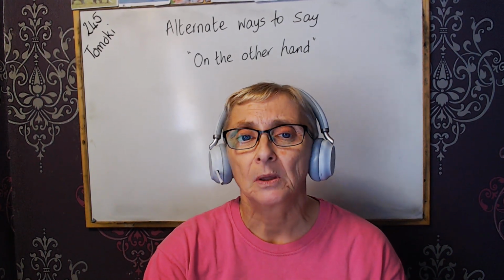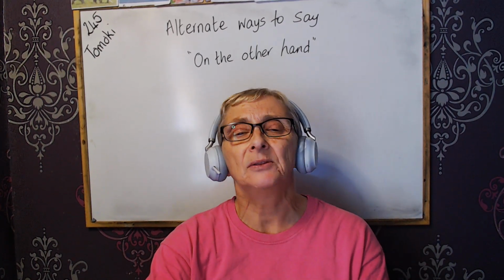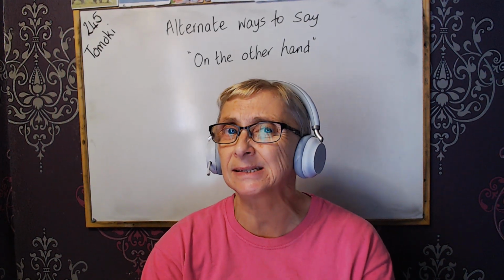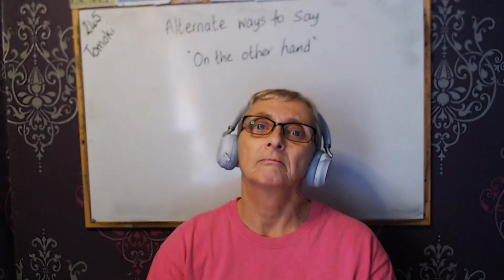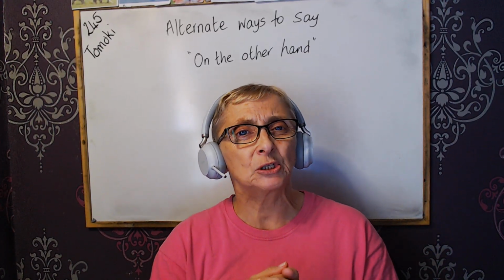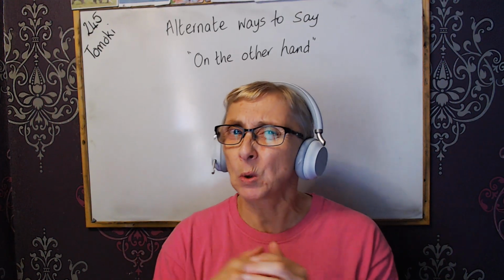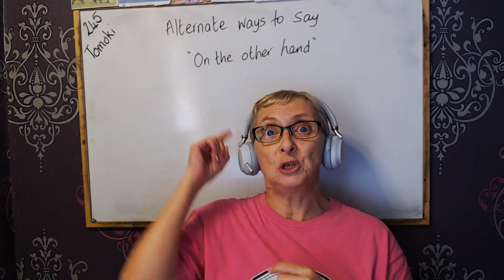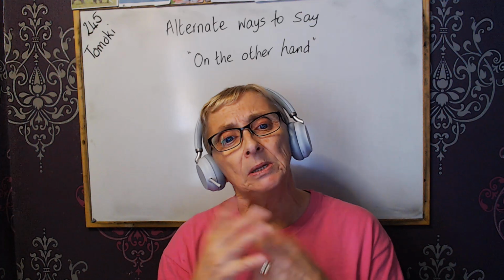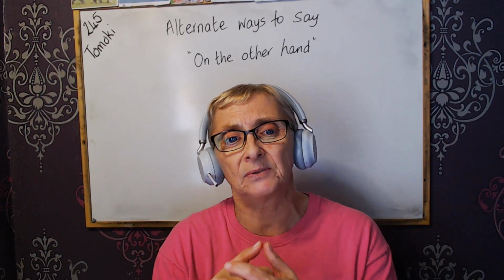However, we must consider the implications of this decision. So they're trying to make a decision. There's something that's not quite right, so they've used "on the other hand." However, we must consider the implications of this decision.